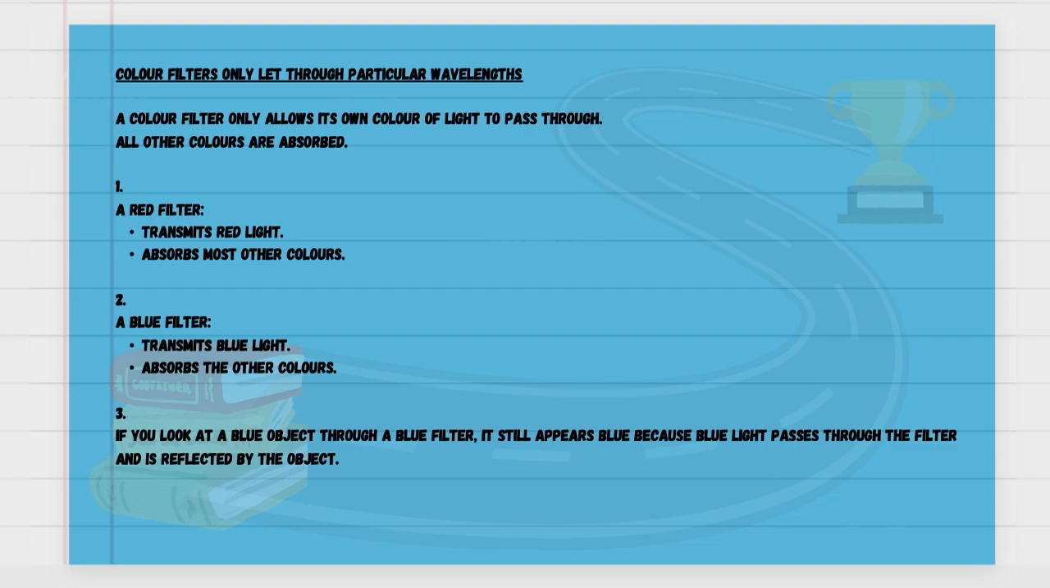Color filters only let through particular wavelengths. A color filter only allows its own color of light to pass through. All other colors are absorbed. A red filter transmits red light and absorbs most other colors. A blue filter transmits blue light and absorbs the other colors. If you look at a blue object through a blue filter, it still appears blue because blue light passes through the filter and is reflected by the object.